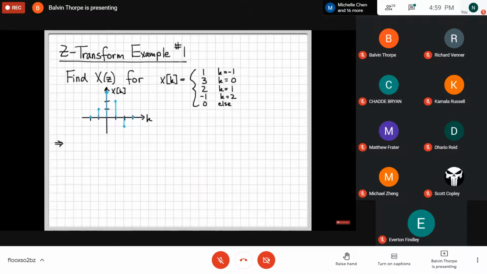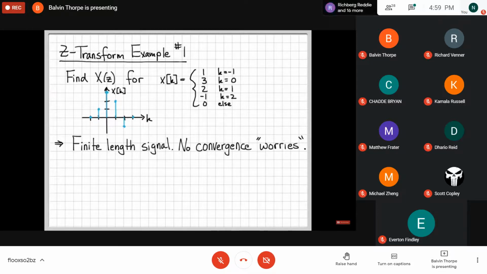What I'm asked to do in this problem is compute the Z-transform of this signal. This is what we call a finite length signal, so we're not going to have to worry about any convergence issues, because when we evaluate the Z-transform, there won't be an infinite number of things I'm summing up. There are only 4 non-zero samples in this signal. So this is a good first one to work on, because in terms of region of convergence, it's a much simpler type of problem.